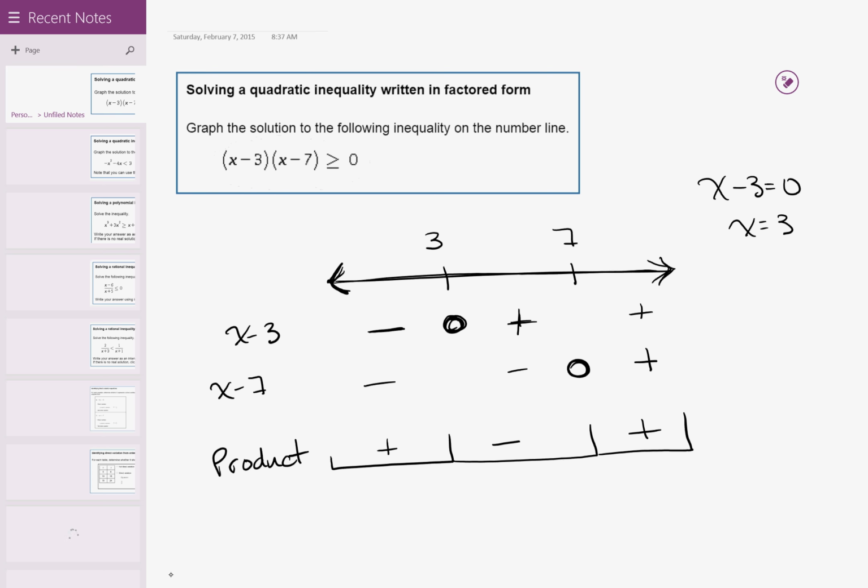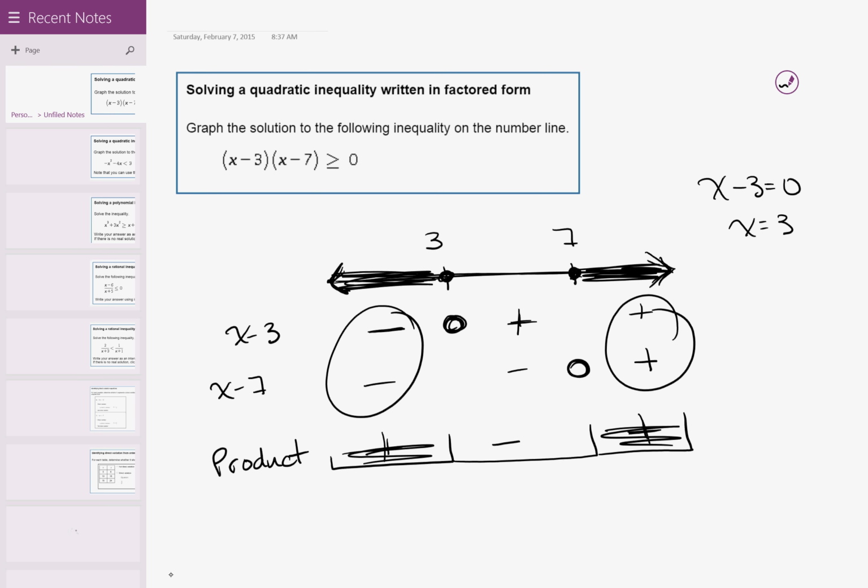Now look back at the original inequality. I want positive or equal to 0. So I am going to include 3 and 7, and I'm going to take this segment and this segment. Right? The product of two negative numbers is positive. The product of two positive numbers is positive. The product of a positive and negative is negative.